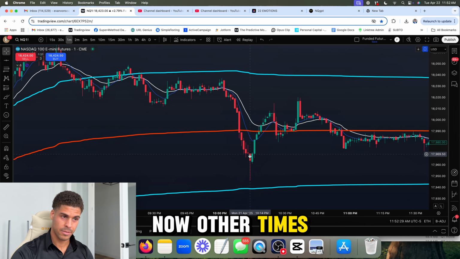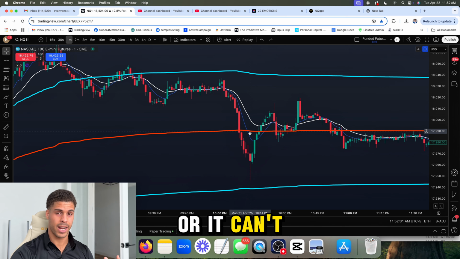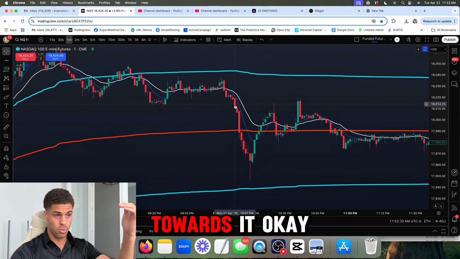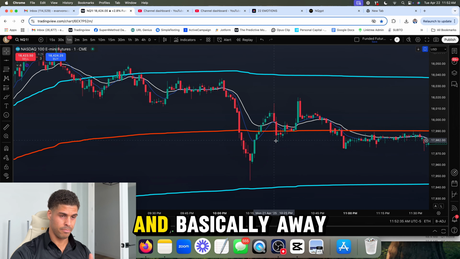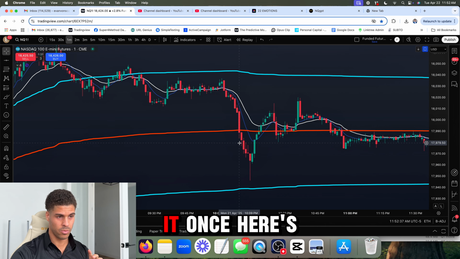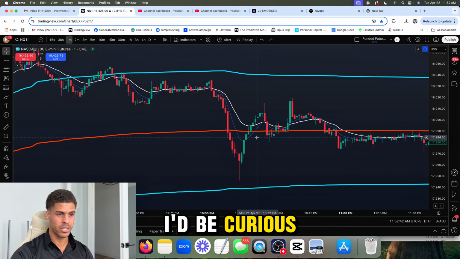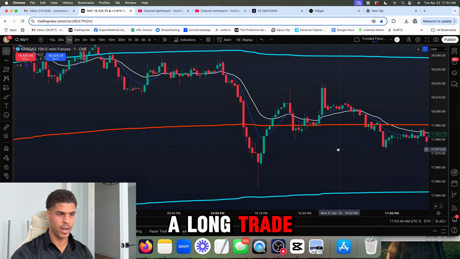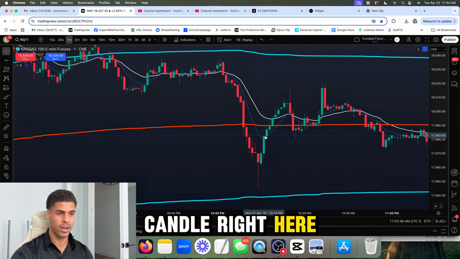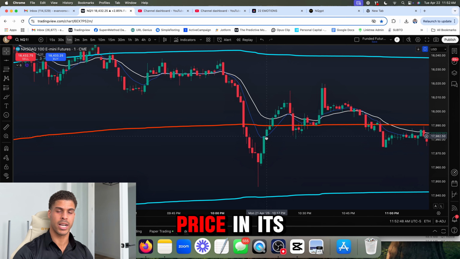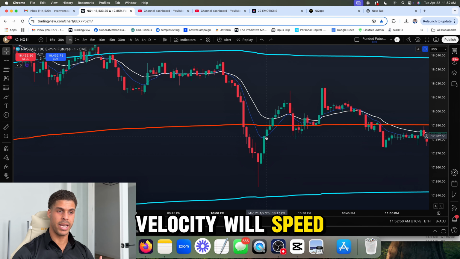Now, other times, VWAP can act as a magnet, or it can act as a magnet both ways. Towards it, okay, and basically away from it. But here's towards it once, here's towards it again. So off of a reversal, I'd be curious to know if I could take a long trade maybe on this candle or this candle right here, headed towards VWAP, because I know price and its velocity will speed up, okay?